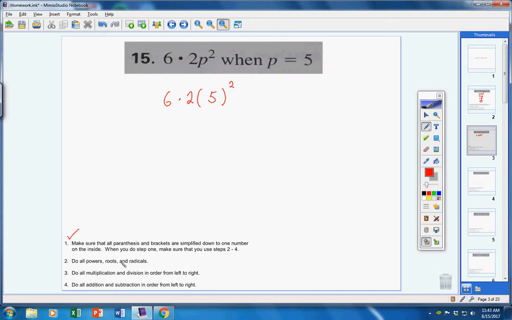Step 2, do our powers, roots, and exponents. I have a power right here. So I take care of that first. So I have 6 times 2 times 25, because 5 squared is 25. Step 3, do all multiplication and division from left to right. Well, 6 times 2 is 12 times 25, and 12 times 25 would be 300.